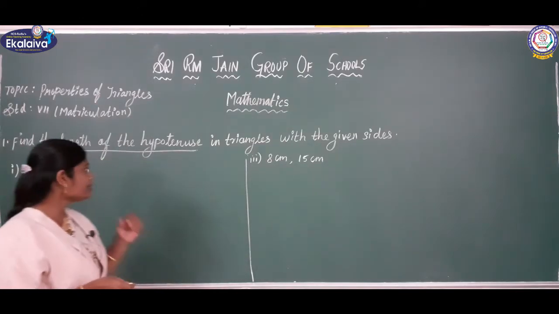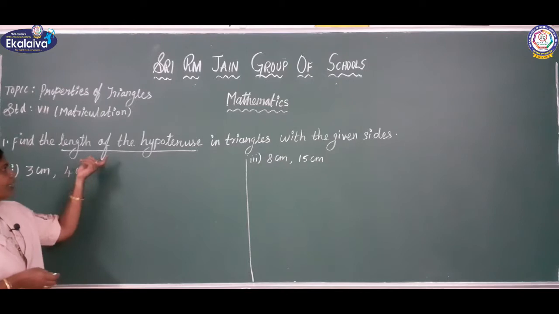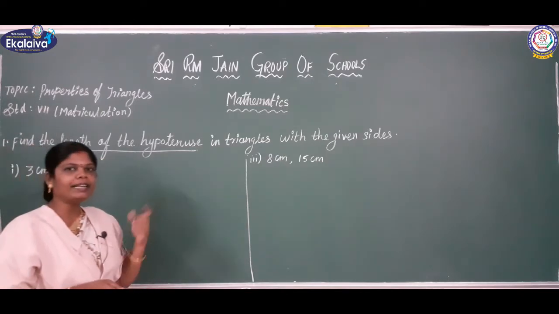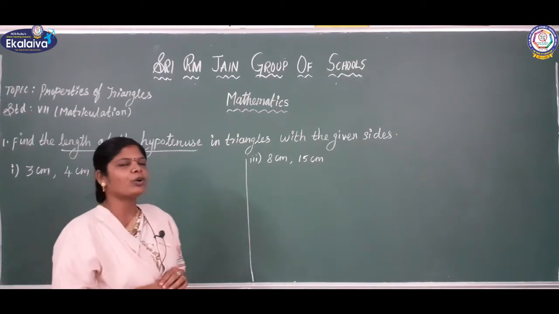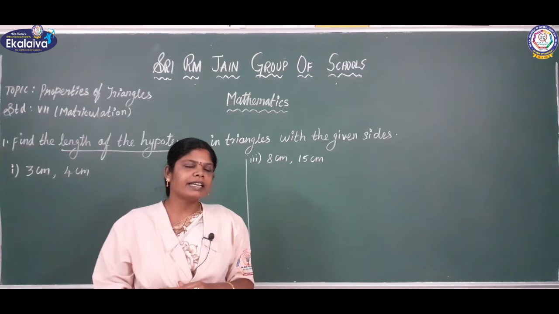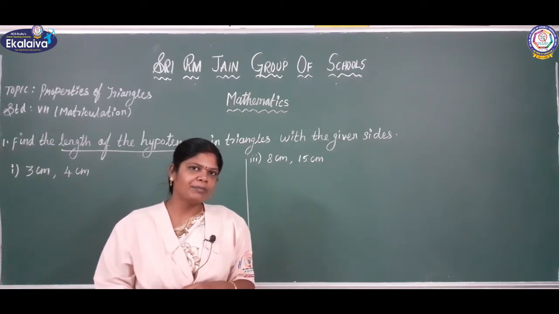Okay. Here the sides of a triangle are given. We need to find out the length of the hypotenuse. For finding the length of the hypotenuse, we are going to use Pythagoras theorem. Okay. So what is Pythagoras theorem, children? Can anyone say the statement?